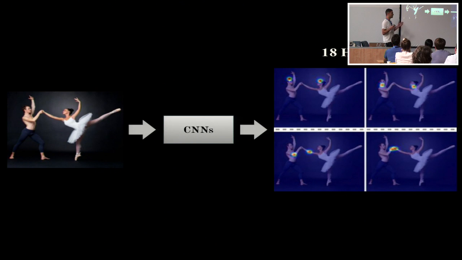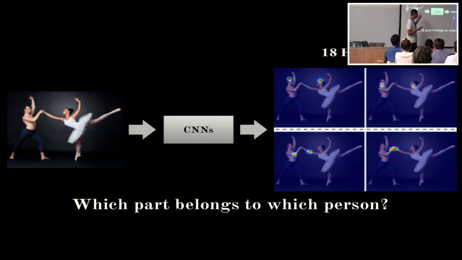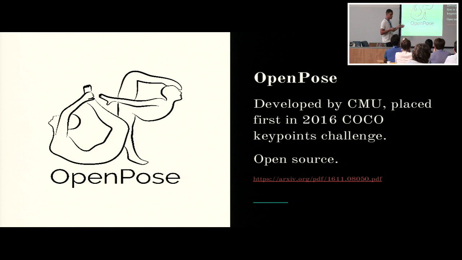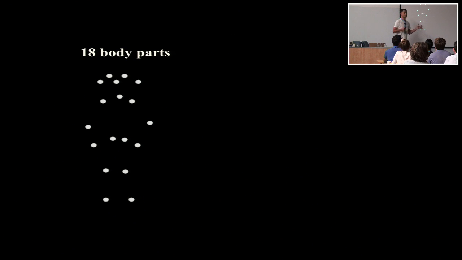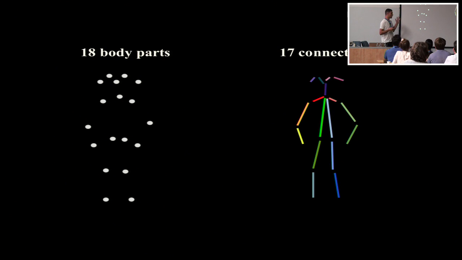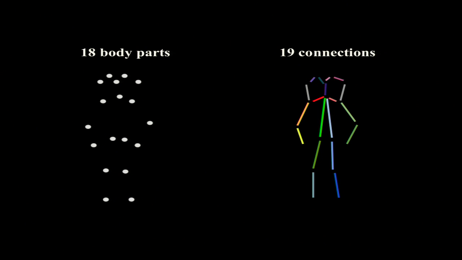Now there's a problem, because if we have multiple people in the image, how do you know which part belongs to which person? That's where OpenPose comes in. OpenPose is a deep learning model developed by Carnegie Mellon University that is also open source, that was trained not only with the 18 body parts, but also with the connections between them. Not only these 17 connections, but also two more that are weird, with the ears and the shoulders.